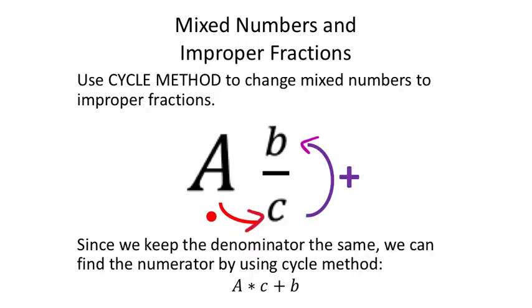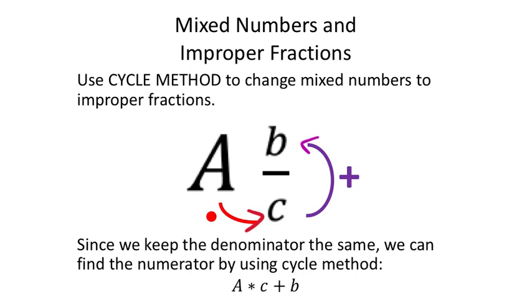So for mixed numbers and improper fractions, I use what I call the cycle method. This is not academic. If you went to a teacher and asked, "What's cycle method?" they probably wouldn't know what it is, because I just kind of made this up because it looks like a cycle, right? Now, it doesn't fully cycle. You go from A to C to B, and this is the operations.